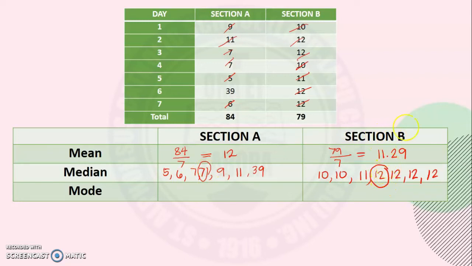Next, for the mode. For the mode, we just need to find the number that occurs most frequently. In section A, we have 7 because it occurs twice. Now, for section B, we have 12. It's very obvious because there are 4 12s in section B.